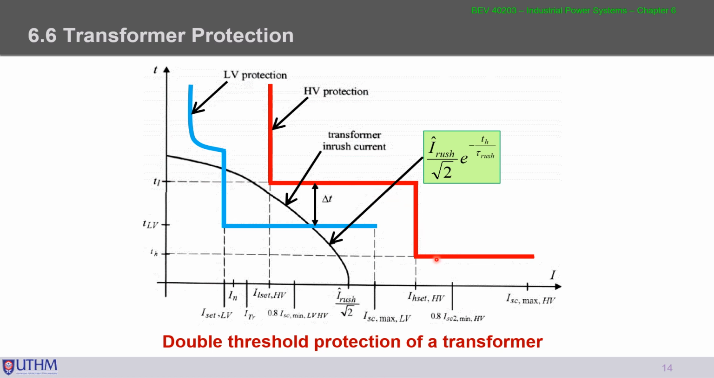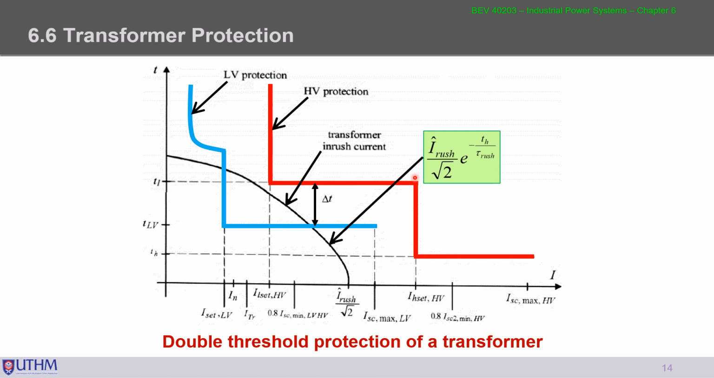So the higher threshold will protect for the higher current on the HV side, and this one protects for the lower current on the HV side. Then we can see the setting for the higher threshold is set between I short circuit maximum from the LV side and 0.8 I short circuit minimum for the HV side. That is for the higher threshold.